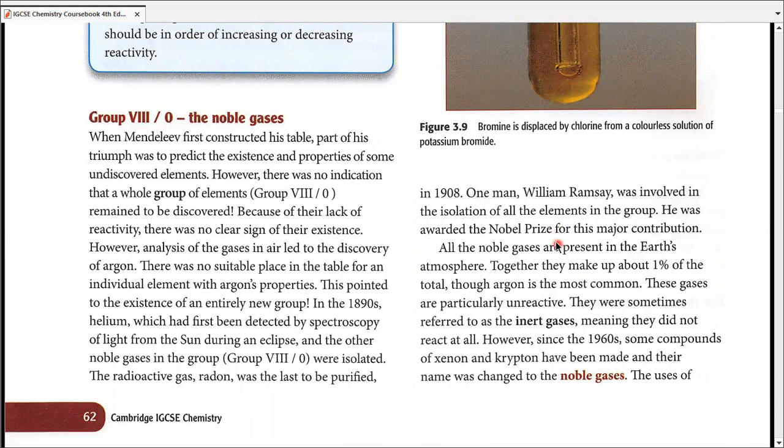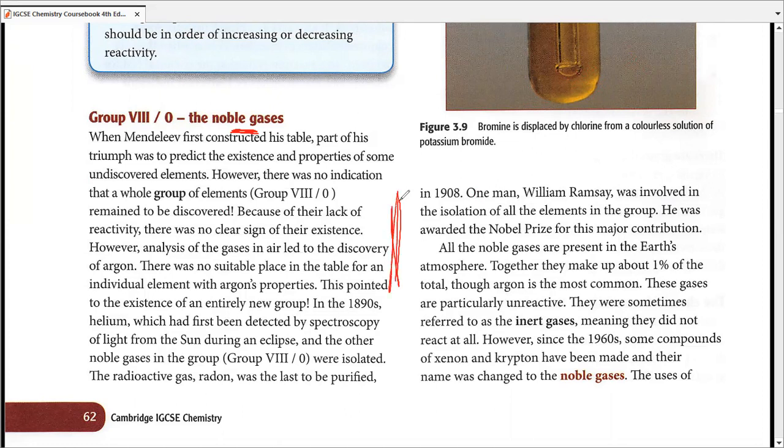Moving on, next group, group 8, better call it group 0, noble gases. As the name suggests, every single element in this group is a gas. Why the word noble? Because they have their outermost shell filled or at least stable with 8 electrons.